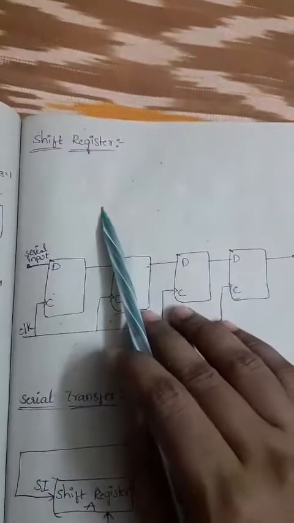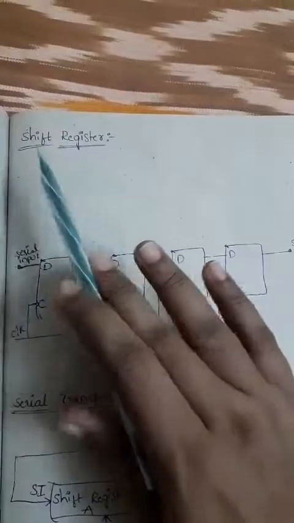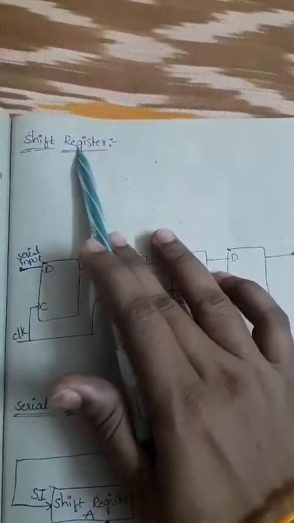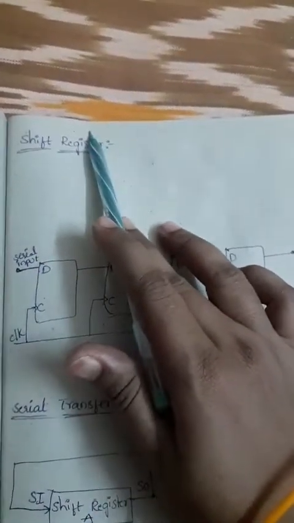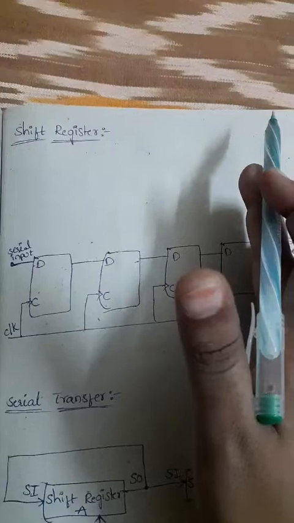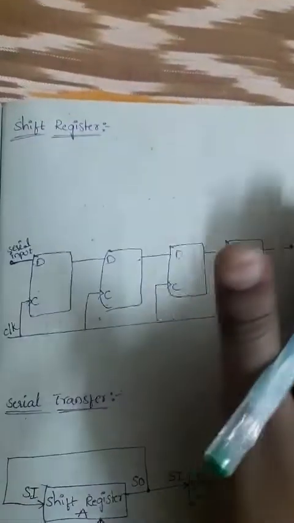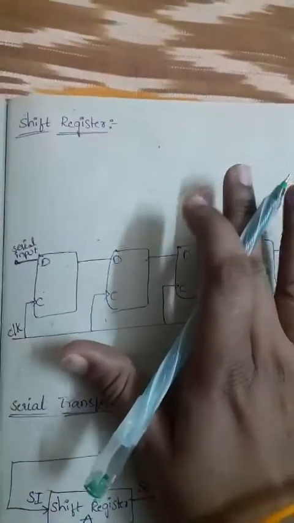In this class we are going to discuss the next concept, that is shift register. So what is meant by shift register? Already we know a register is nothing but a group of flip-flops, right? And shift is nothing but we can shift the information here. So in a shift register, we can shift the information from one end to the other end. That is called a shift register.